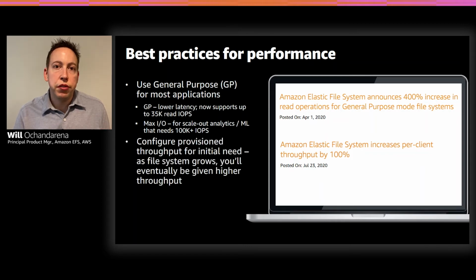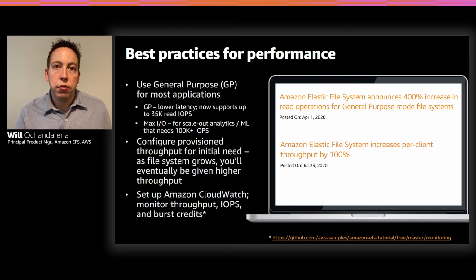Next, use provisioned throughput to ensure that you have the right amount of throughput for your application. When you configure provisioned throughput, if you're ever in a state where you would be entitled to more throughput based on the amount of data you have in your file system, we give you the higher of the two and the better cost of the two. So it's a great practice to start out by configuring provisioned throughput on your file system, and then as your file system grows, you kind of grow out of it. But you always ensure that you have the minimum throughput you need for your application. And last, make sure you're monitoring your CloudWatch metrics to ensure that you're not hitting your configured throughput limit, or if you're in bursting mode, you're not running out of burst credits.